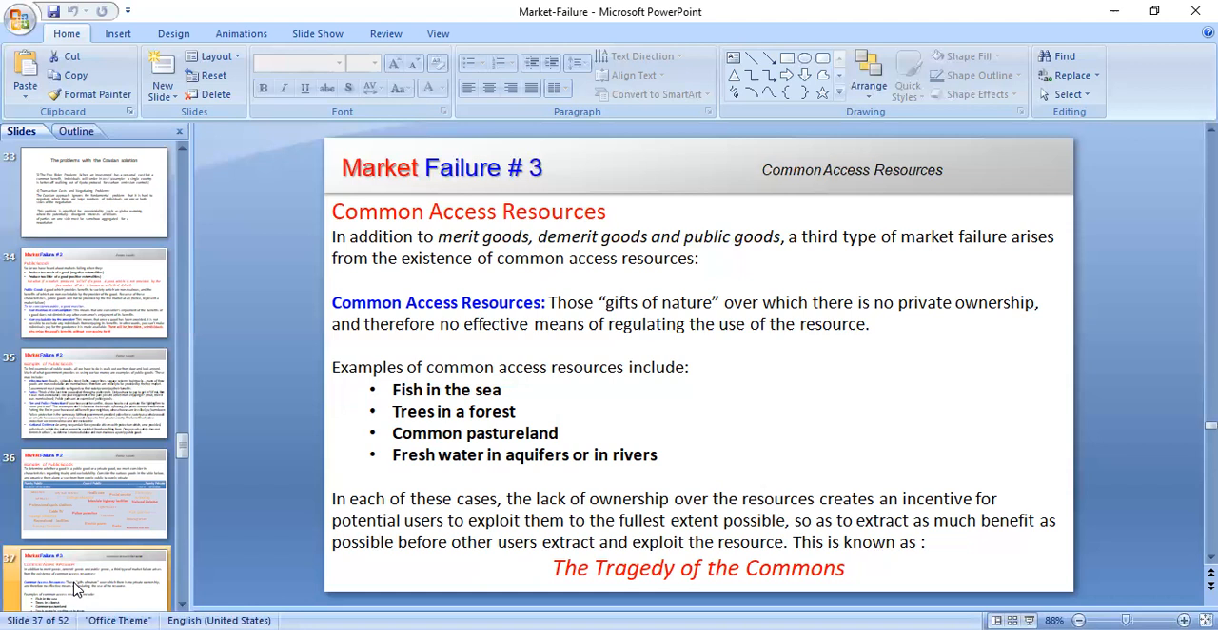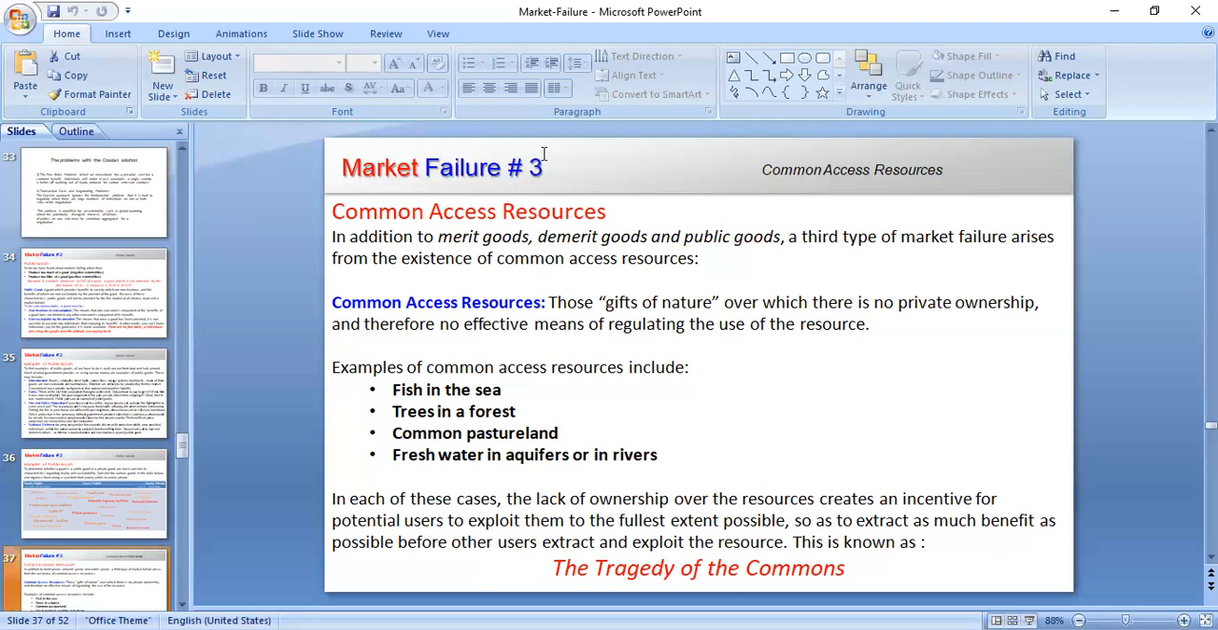In other words, those common access resources, there is no private ownership for common access resources. For example, if you look at the fish in the sea, who owns the fish in the sea? The trees in the forest, who owns the trees in the forest? Common pasture land, who owns that one? Fresh waters in aquifers or rivers, who owns the water in aquifers or rivers? So those ones automatically become common access resources, right?